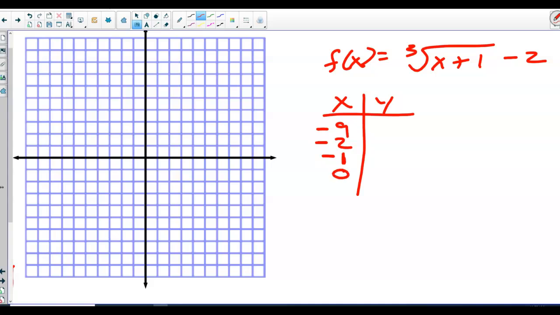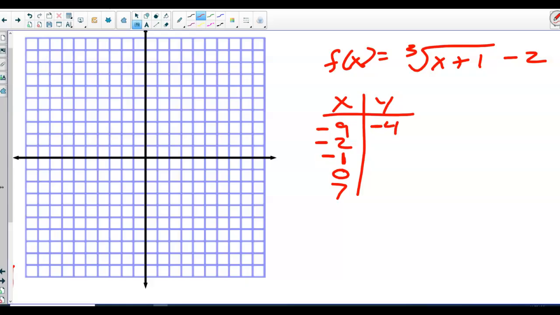I'm going 0 and 7. That creates perfect cubes. Remember, a perfect cube can be negative. A perfect square is not going to be negative. A perfect cube can be negative. Negative 9 plus 1 is negative 8. The cube root of negative 8 is negative 2.